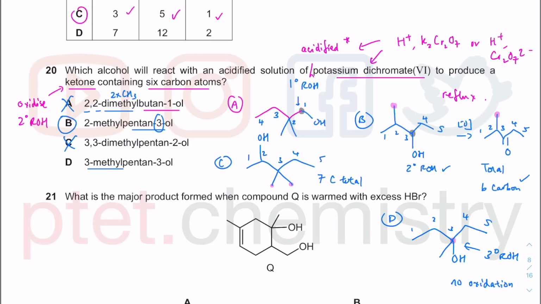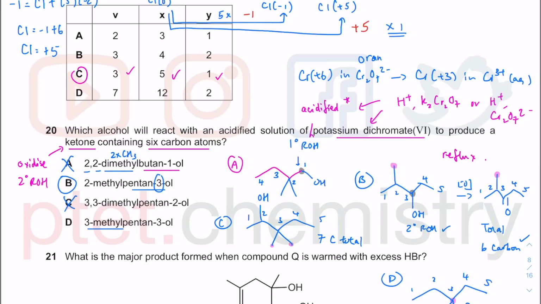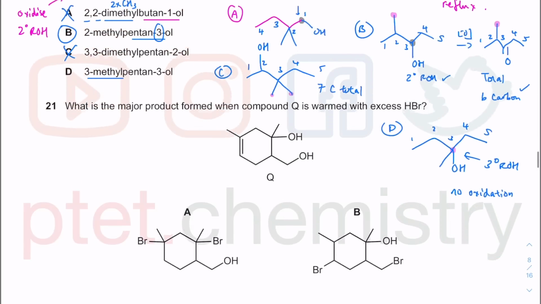All of these A, B, and C will give you orange to green coloration because that is your chromium +6 in the dichromate, going to chromium +3 in your Cr3+ aqueous ion. And what this color change represents is this is orange in color, and this will go to green coloration, whereas for this tertiary alcohol, it will just remain orange because no oxidation will be observed for tertiary alcohol.